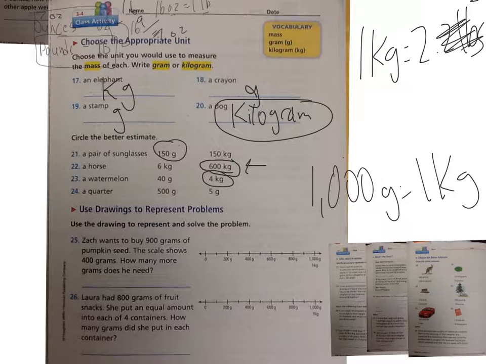A quarter, a little tiny quarter. Would we say 5 grams or 500 grams? Well, let's go with 5 grams because it's definitely a lot smaller. 500 grams is half a kilogram, so half a kilogram is about a pound. So we're going to say that a quarter doesn't weigh a pound. Right, so I don't want to work with the bottom part.